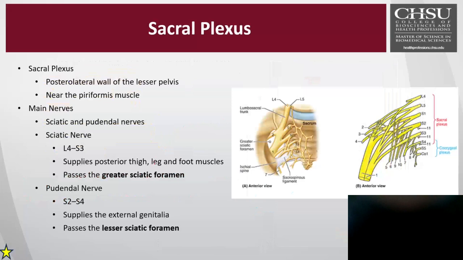All right. And then within the sacral plexus, we have the main nerve, the sciatic nerve, and the pudendal. The sciatic nerve is L4 to S3, and it supplies the posterior thigh muscles, parts of the foot, and then the main landmark. When you're going through surgery, when you're operating on somebody's lower leg, you're looking for the greater sciatic foramen, the greater sciatic notch.